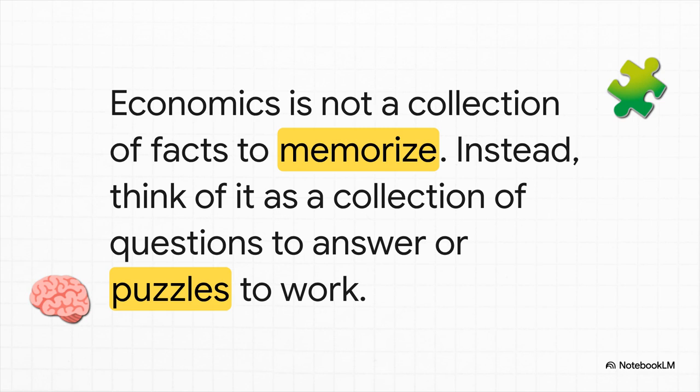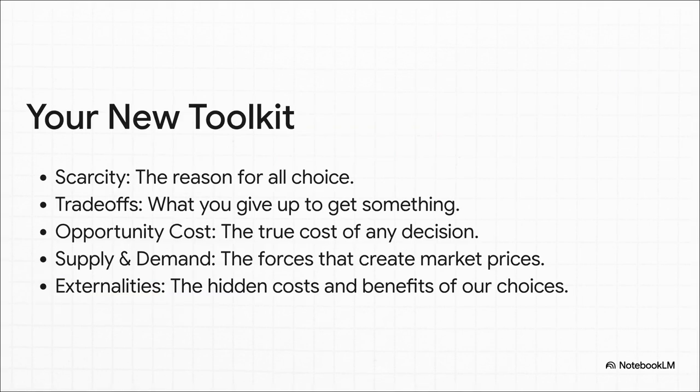Economics is kind of like a carpenter's toolkit. It gives you a set of really powerful instruments to help you take apart and understand the complicated puzzles all around you. So here they are, the 5 core tools for your new economic toolkit. First up, scarcity, the fundamental reason we have to choose at all. Then you have trade-offs, which is the act of choosing one thing over another. Next, opportunity cost, the tool that reveals the true cost of any decision. Then there's supply and demand, the invisible forces that set the prices you see every single day. And finally, externalities, the crucial reminder that our choices often have hidden costs and benefits that can affect everyone.